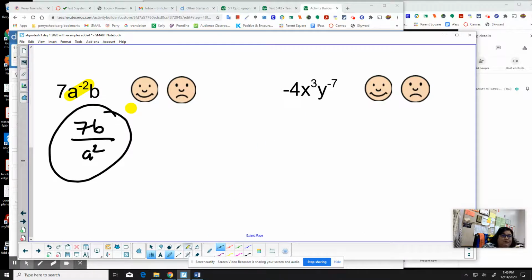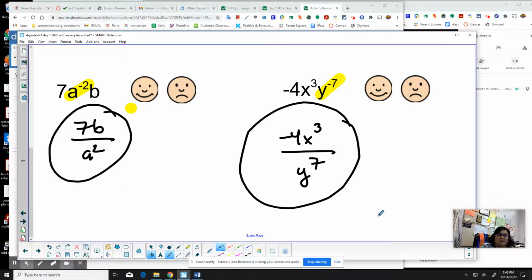And then over here, unhappiness would be the y. The other two are fine. Remember, a negative base is perfectly happy. Only move negative exponents, and that's my answer. Okay, so I'm only moving the piece that's unhappy or has a negative exponent.